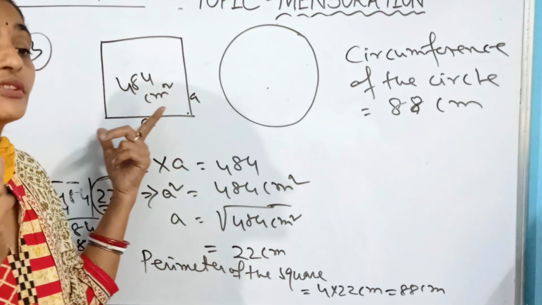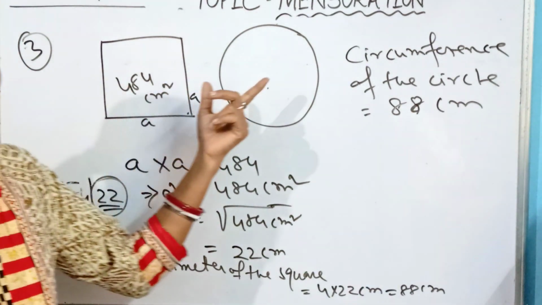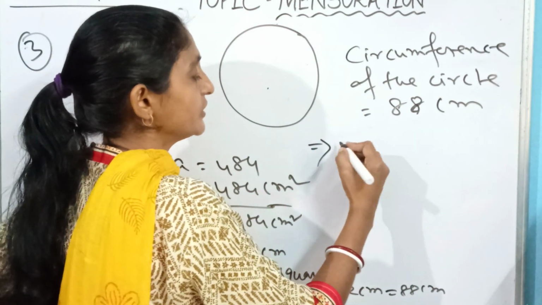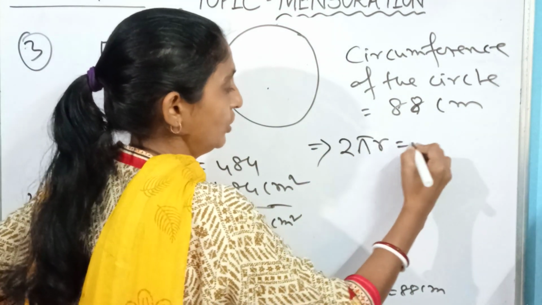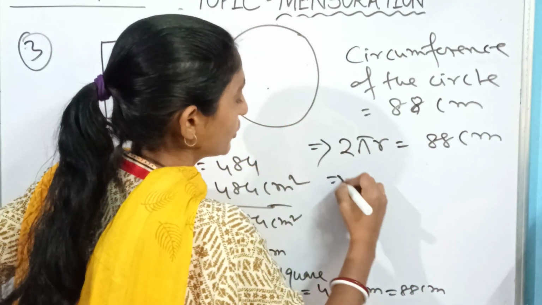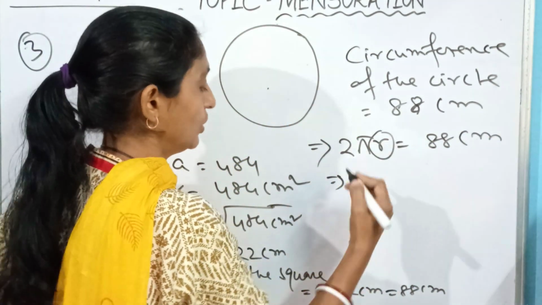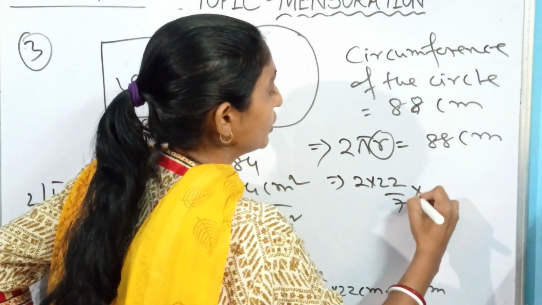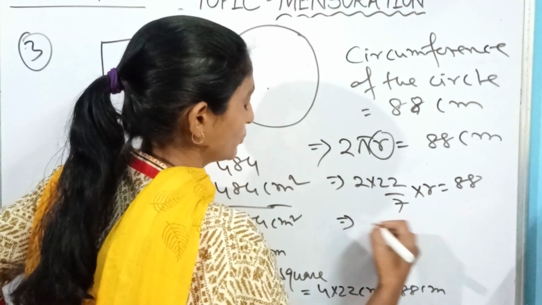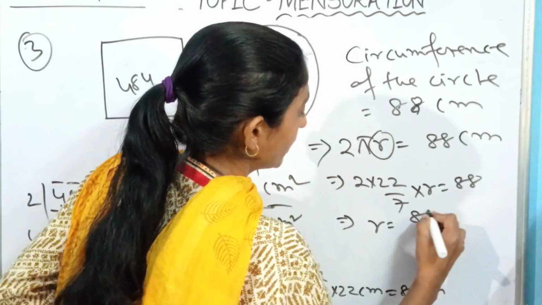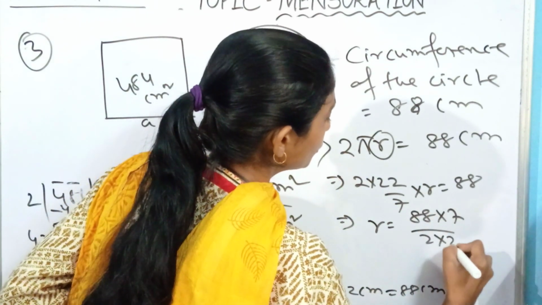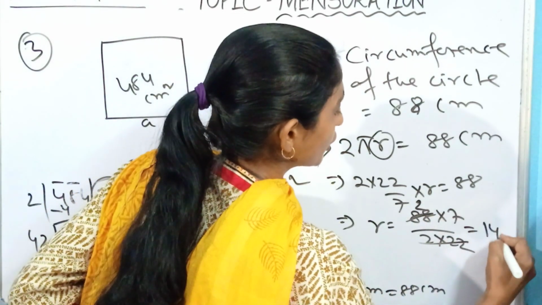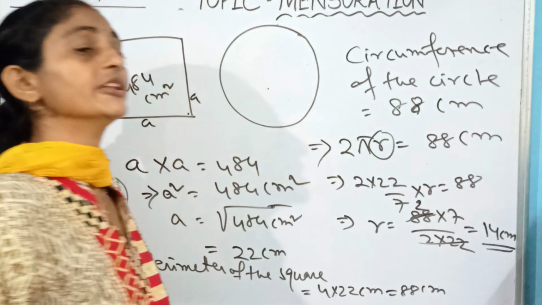In the first case, for the square, we have got 88 centimeters, so it must be equal in the case of the circle. As per the formula, the circumference of a circle is 2 pi r, which is equal to 88 centimeter. So we will find out r. We can write 2 into 22 by 7 into r equal to 88. So r is equal to 88 into 7 by 2 into 22. That means 44 cancels, you get 2, so we get 14 centimeter. This is the radius of the circle.